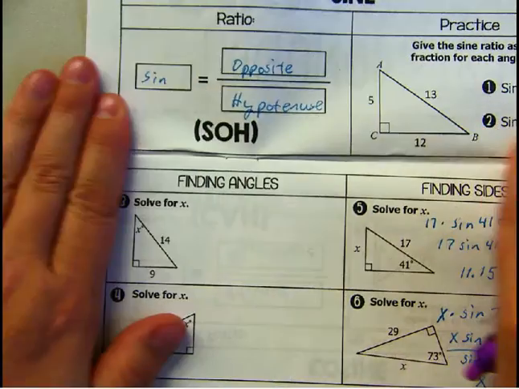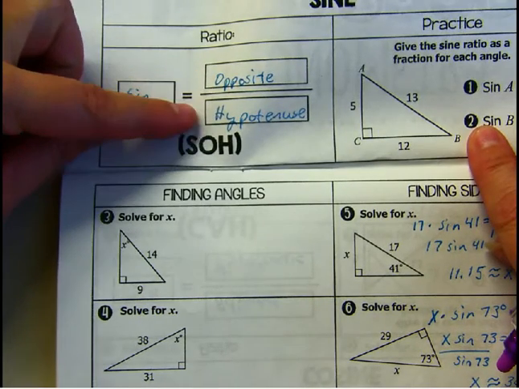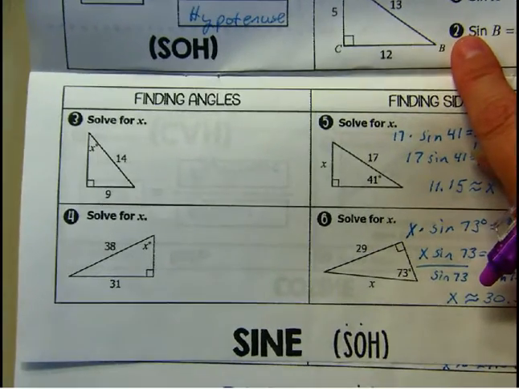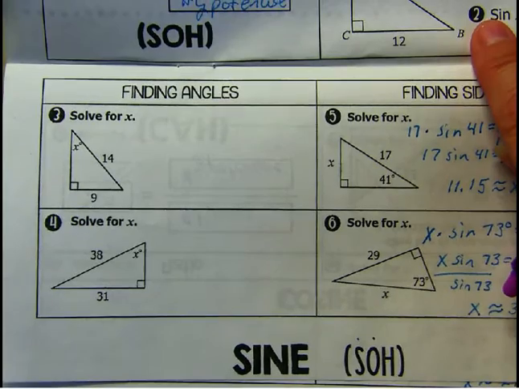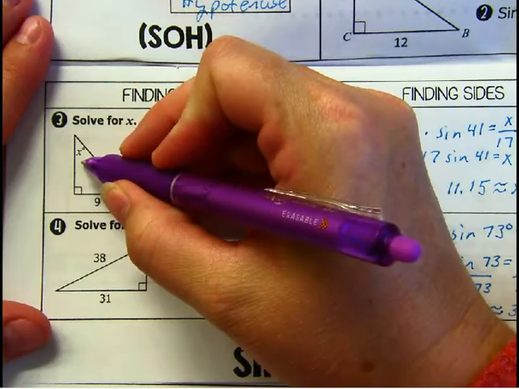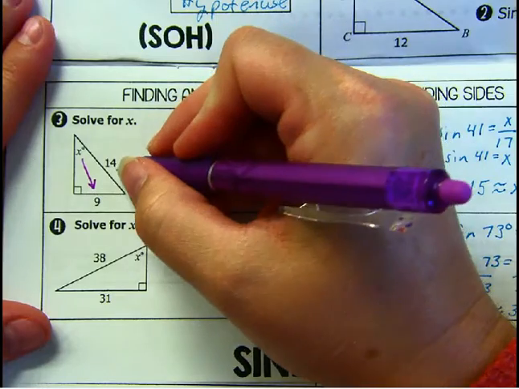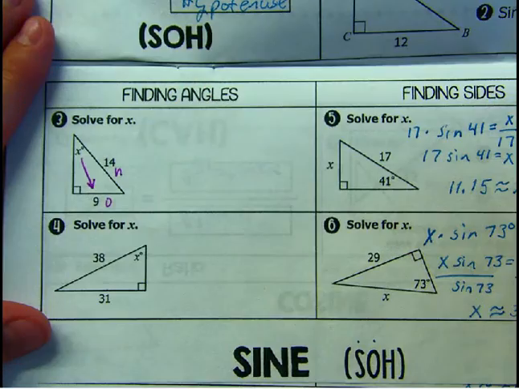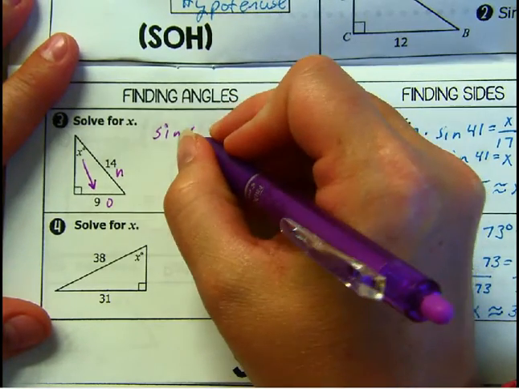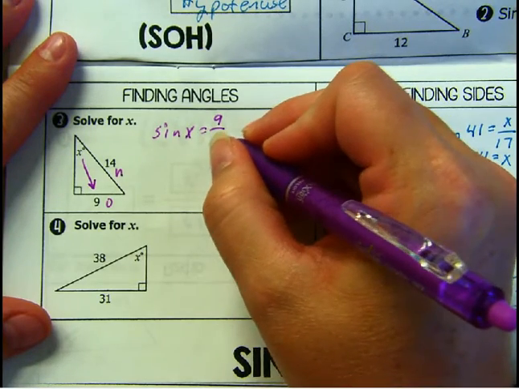So as a reminder, when we're dealing with sine, that's the opposite over the hypotenuse. Opposite over hypotenuse. So we're going to start here with questions number 3 and 4. So starting here with number 3, you'll notice we have our angle that we're trying to find, and then we have the side opposite as well as the hypotenuse. So we're going to write out our equation. So we're using sine of x equals the opposite, which is 9, over the hypotenuse, which is 14.